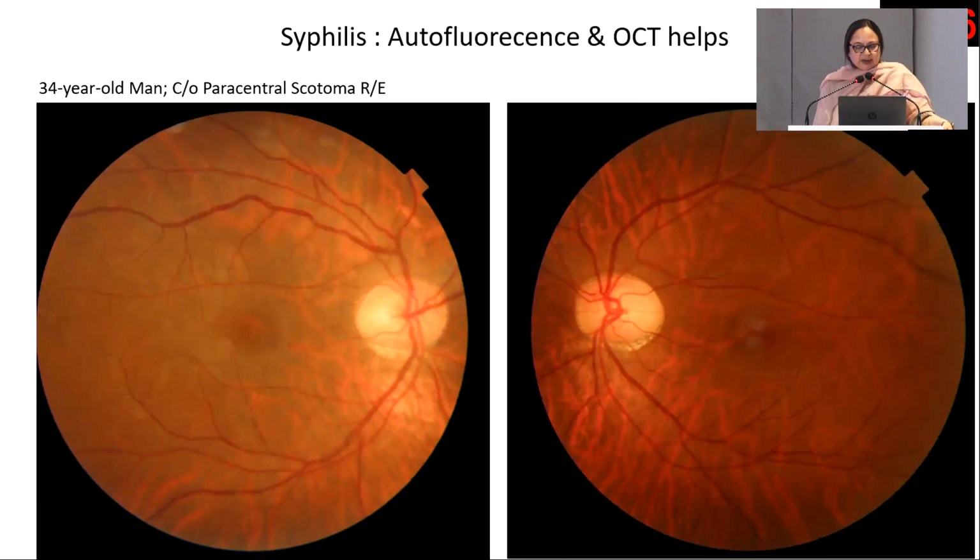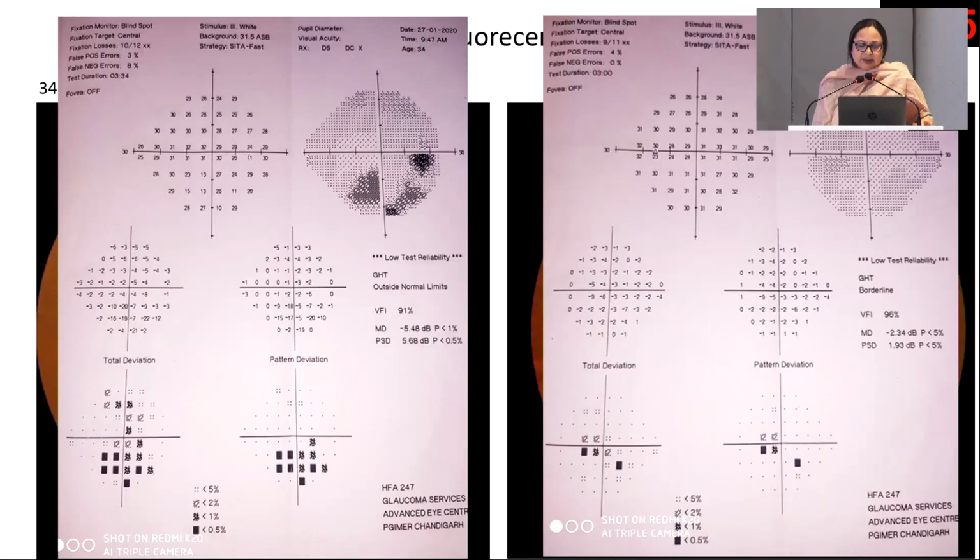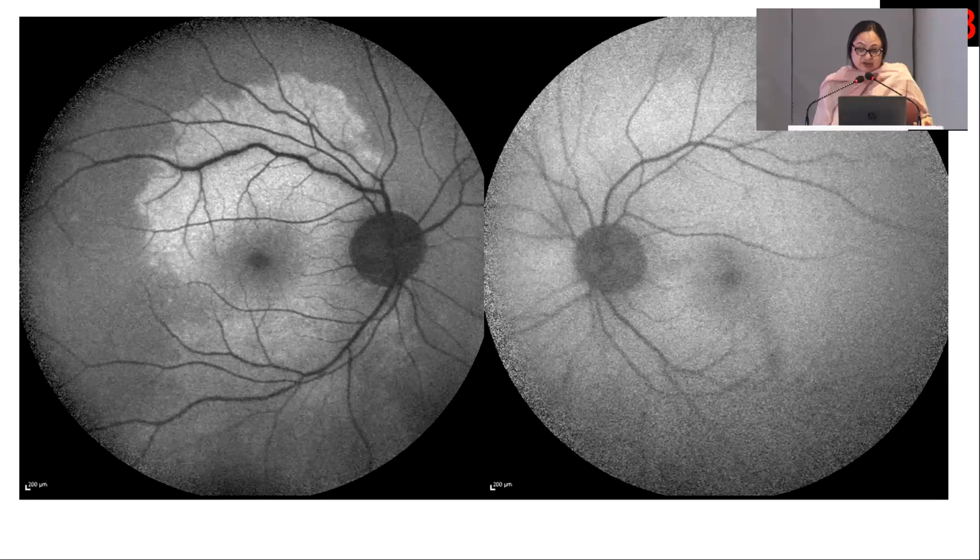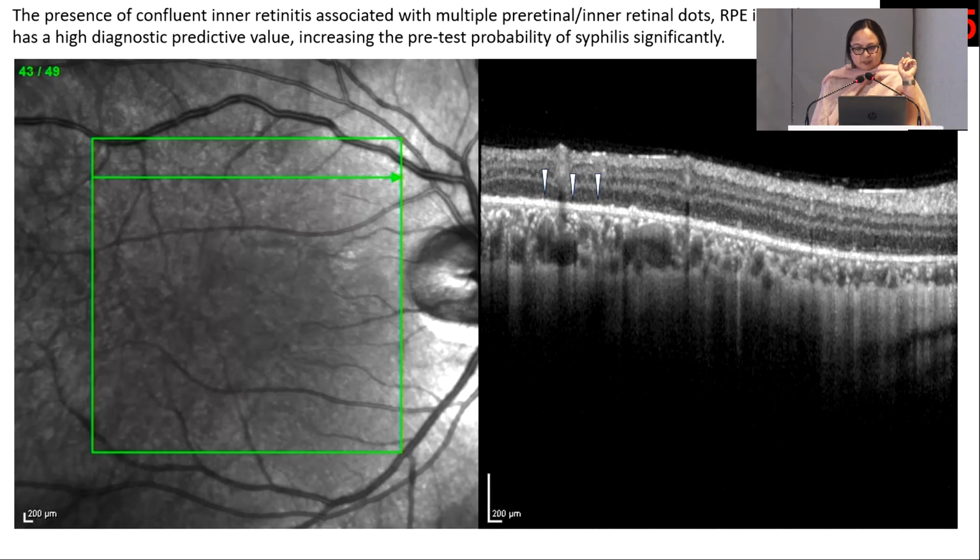Then we come to another masquerader, which is syphilis. Sometimes the patient has scotoma, but you may just pass it off as normal. Never ignore the patient. He does have scotoma. And here is the autofluorescence. Autofluorescence beautifully shows this whole area of placoid involvement of syphilis, which sometimes may be too subtle to be picked up even on clinical exam.